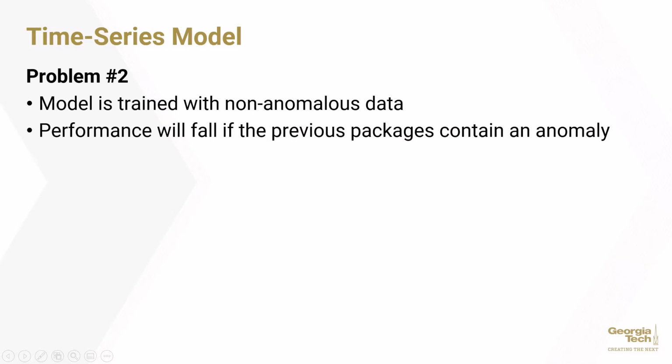And then there's another problem, which is that the model is going to be trained with non-anomalous data. So it's using a series of non-anomalous packages to predict what the next package will be. And so based on that, you can expect that if there is an anomaly in that set of previous packages, then the prediction is not going to be very good because it's never had to predict based on a series of packages that contains an anomaly.